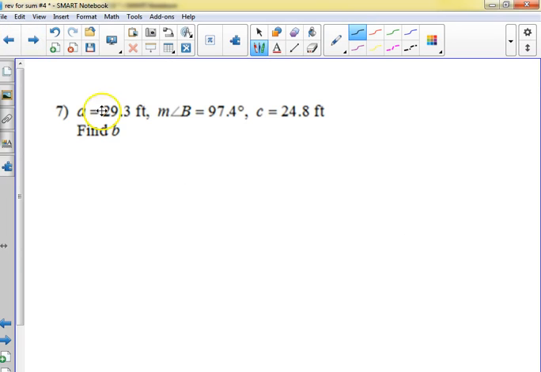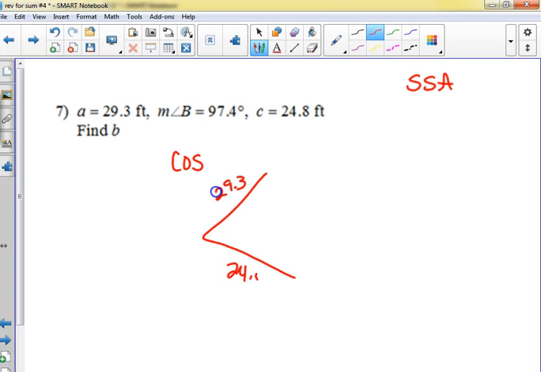Sure. There's 2 possible solutions when you have this guy, remember? 2 sides and an angle not in between. This is AC, an angle B in between. So this is a law of cosines question. Because it's gonna set up 29.3, 24.8, and a 97.3 and find this side over here.